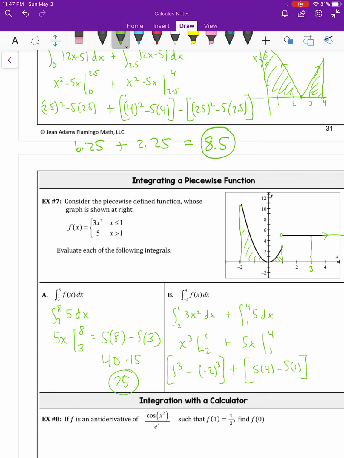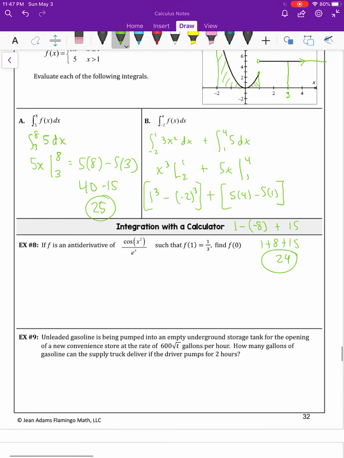So 1 cubed and then minus negative 2 cubed. That takes care of that first one. Plus, this is going to be 5 times 4 minus 5 times 1. So 1 minus a minus 8 plus, and this would be 20 minus 5, 15. So 1 plus 8 plus 15, 24. Okay.